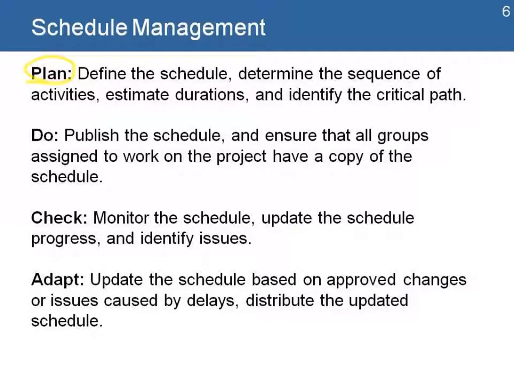The plan step defines the schedule. We determine the sequence of the activities, we estimate the durations, and we define the critical path. In the do step, we publish the schedule and make sure that all the groups assigned to work on the project have a copy of the schedule. In the check step, we monitor the schedule, we update its progress, and we identify issues. In the adapt step, we update and make modifications to the schedule based on the approved changes or issues caused by delays, and we then distribute the updated schedule to the team.